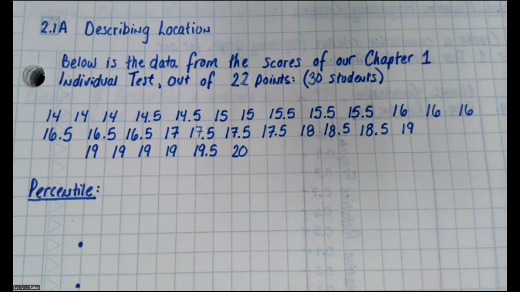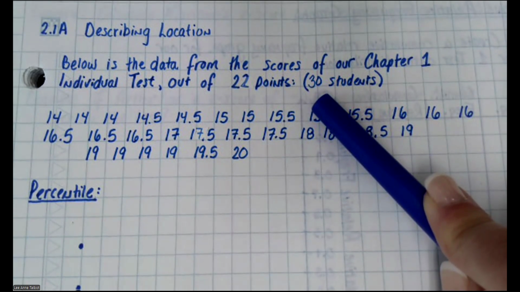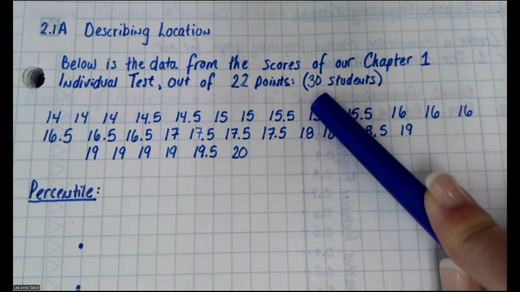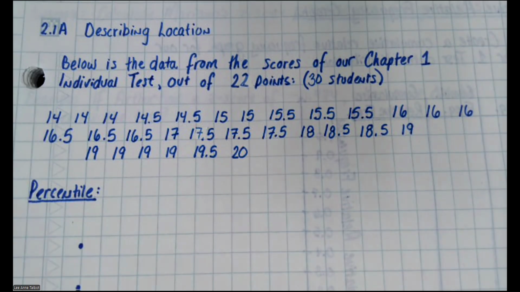Okay. Below is the data from the scores of our chapter 1 individual test, fake chapter 1 individual test out of 22 points. Also, I made it out of 30 students. We actually have 31 students in this class, but I just couldn't do it. I made 30 numbers to be a nicer number. Okay. Percentile.